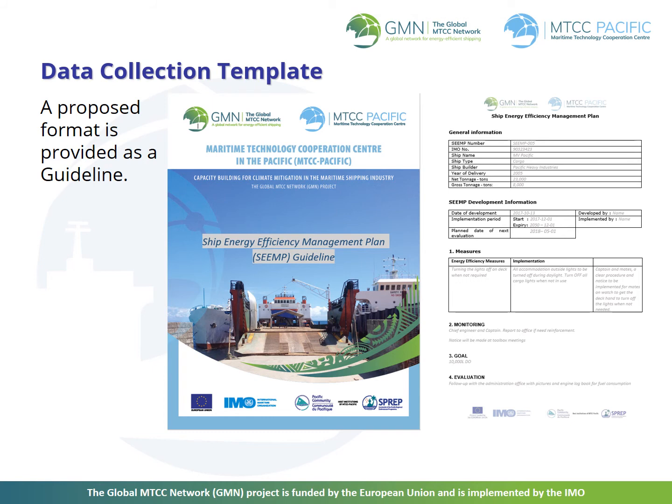The SEEMP will, at a minimum level, include the following elements. 1. Ship identification details. 2. Energy efficiency measures and how they should be implemented. 3. Responsible persons and timelines. 4. Monitoring aspects. 5. Goals. This is optional. 6. Evaluation aspects. The following templates can be downloaded from the MTCC Pacific website, together with the SEEMP instruction manual.